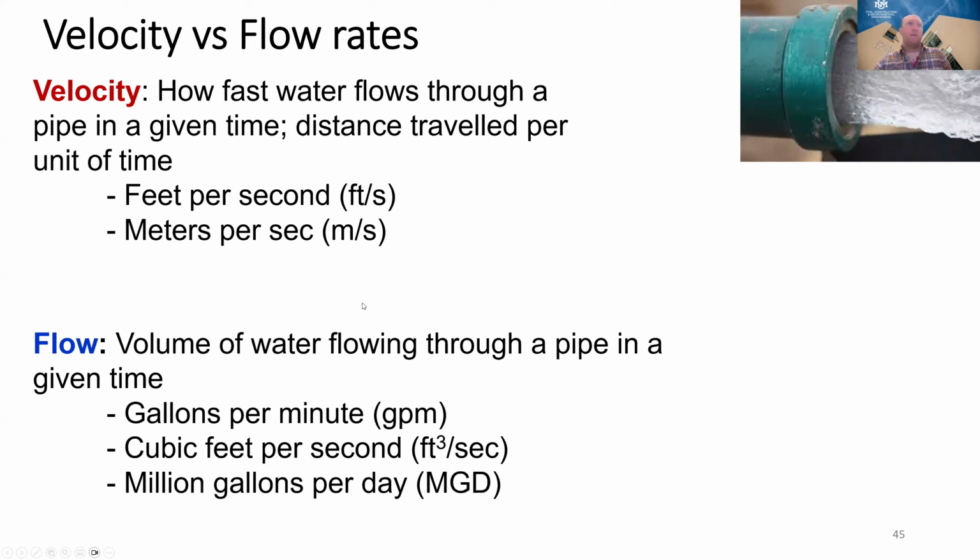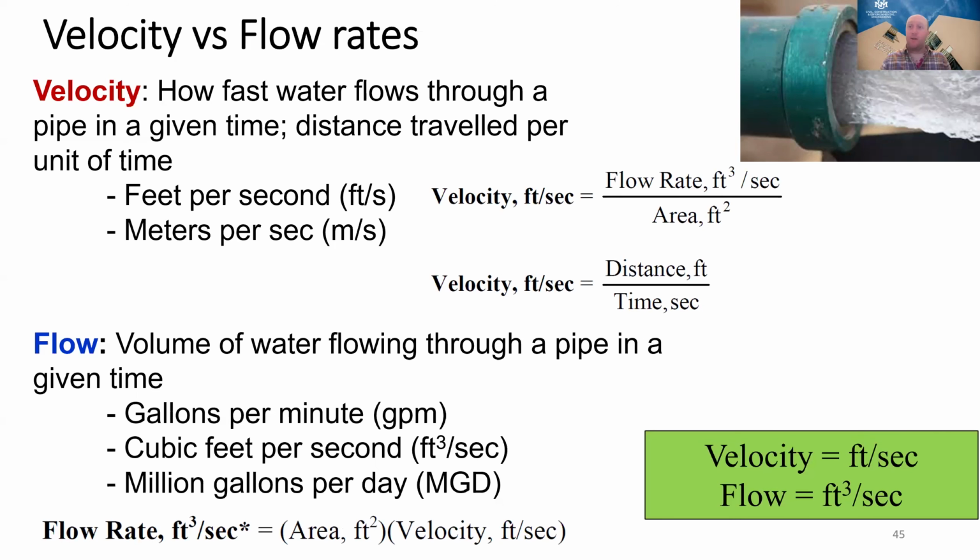Okay, and how does that differ from flow? Flow is related, but it's a different concept. Instead of a distance, so two dimensions, we're going to add that third dimension. So now it's going to be a volume per time. A volume per time is going to be something like gallons per minute, cubic feet per second, or million gallons per day. And of course, these are related, so there's a formula that can go back and forth between the two.